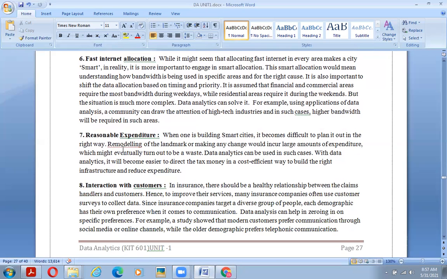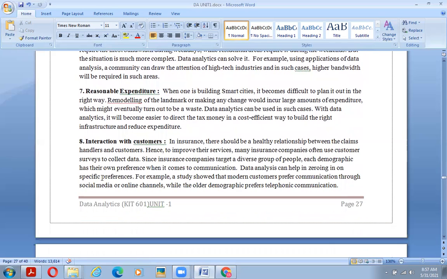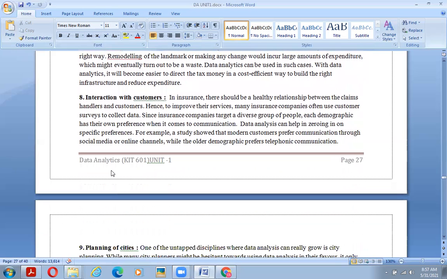Next is reasonable expenditure. When one is building smart cities, it becomes difficult to plan it in the right way. For the modeling of the landmarks, making any change will incur a large amount of expenditure, which might eventually turn out to be a waste. Data analytics can be used in such cases. Authorities can direct tax money in a cost efficient way to build the infrastructure and reduce expenditure.